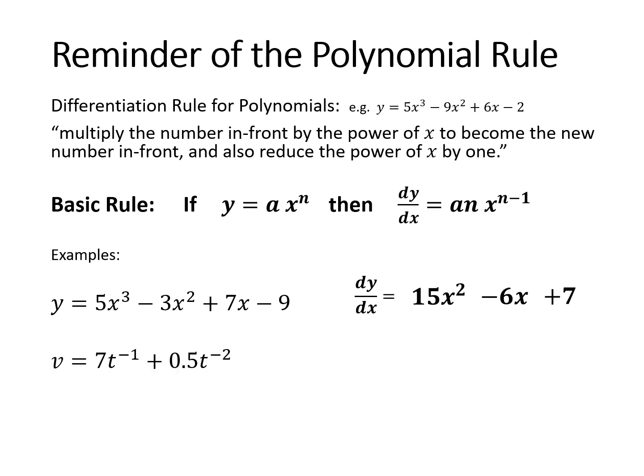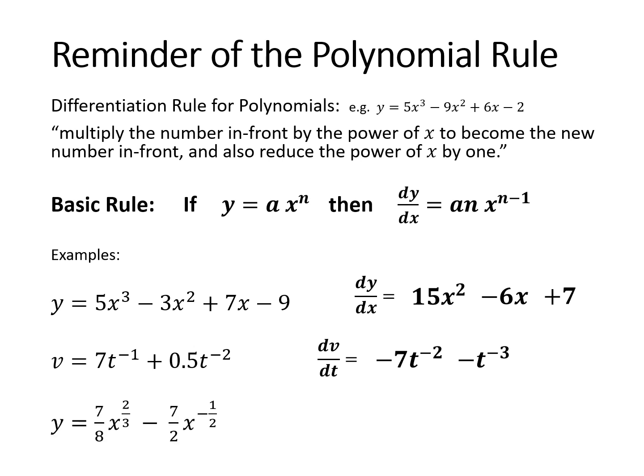Here's another example. v equals 7t to the minus 1 plus 0.5t to the minus 2. So this time it's not y and x, it's v and t, so it should be dv by dt equals. And then we multiply the power by the number in front, so we get minus 7t to the minus 2. And in the second term, it's minus 2 times 0.5, which is minus 1. So it's minus t to the minus 3.